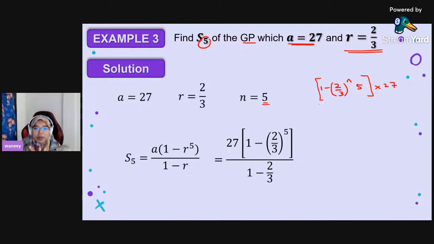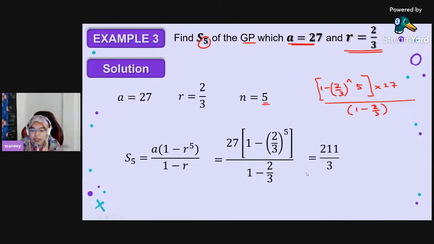And then you are going to divide by 1 minus 2 over 3. Okay, so 1 minus 2 over 3. Okay, so you are going to get your value, which is 70.777. Normally I use fractions because I want to get an exact value. So I simply change it to become 211 over 3.